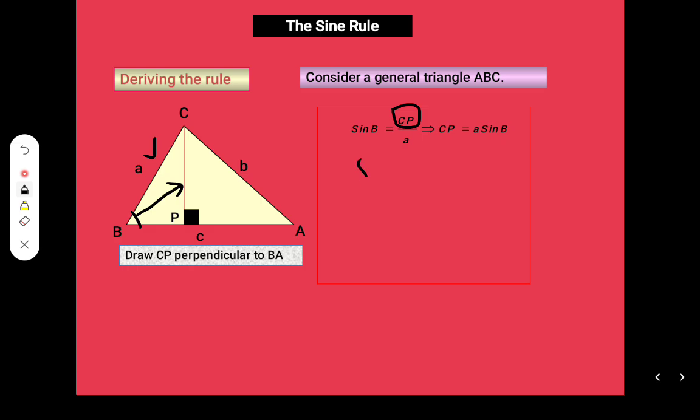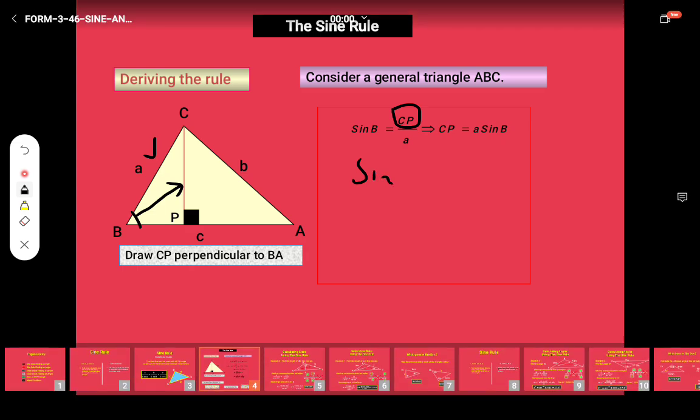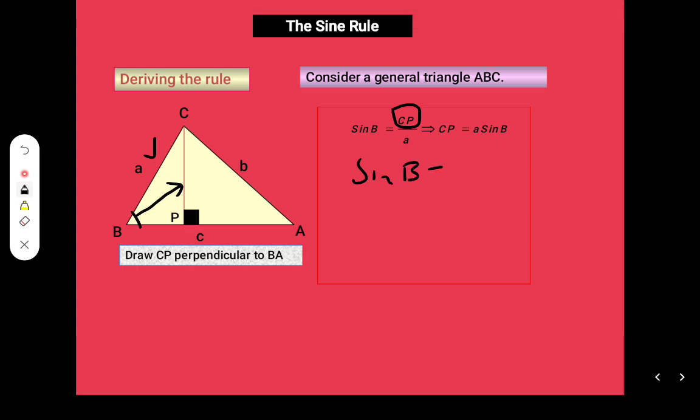We are saying the sine of angle B is equal to the side CP, which is the opposite side to angle B, divided by the hypotenuse, which is labeled A. So making CP the subject, we multiply both sides by A, giving A sine B. Take good note of that.